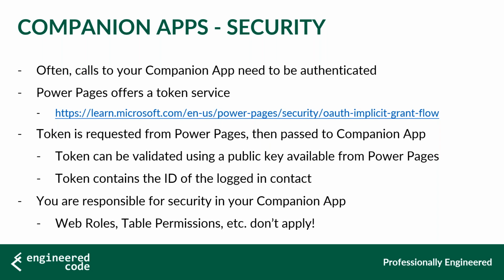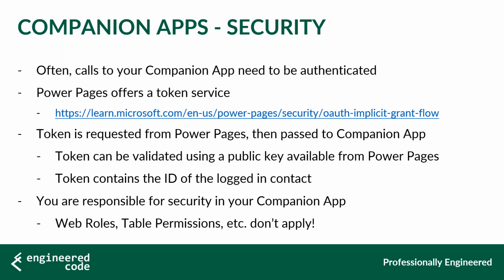You're not going through the Power Pages web API. So anything like table permissions, web roles, none of that stuff will be considered in your companion app. So you're kind of responsible for validating, hey, this contact has requested that I do this particular operation. Should that contact have the authority to do that? You're responsible for coming up with a scheme to do that. So that's kind of a high-level overview of what a companion app is.